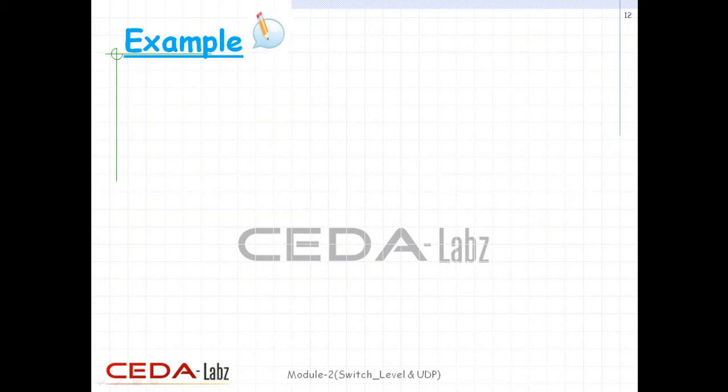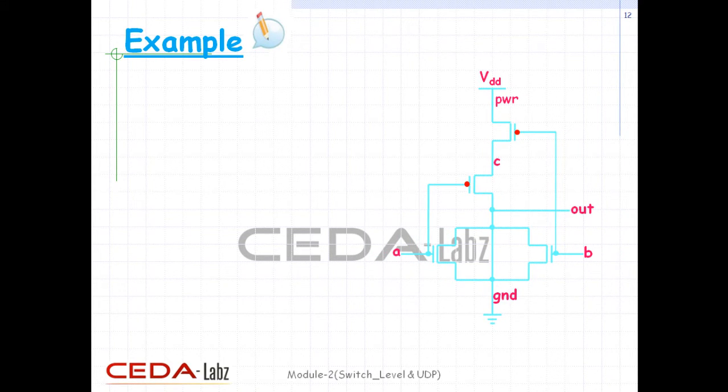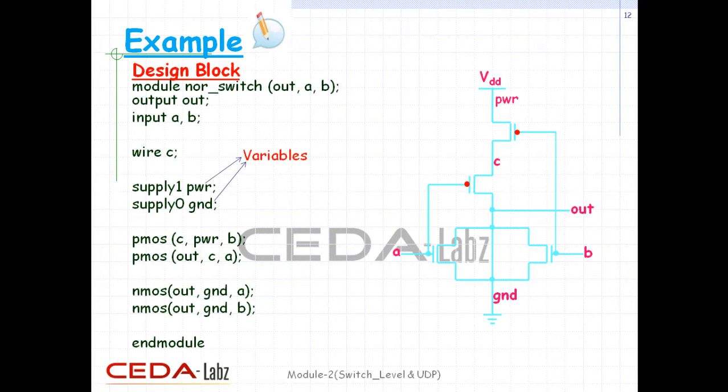Though Verilog has a NOR gate primitive, let us design our own NOR gate using CMOS switches. This is the switch level circuit diagram. Using the switch primitives we discussed, the Verilog description of the circuit is shown here. As usual, we will start with the module name followed by the port list. Then, output out, declared as output, and inputs A and B, declared as input. The internal connection, C, is declared as wire. As we already discussed, in transistor-level circuits, we need power and ground sources.